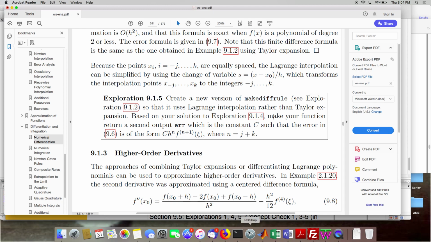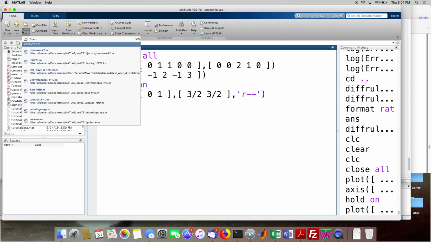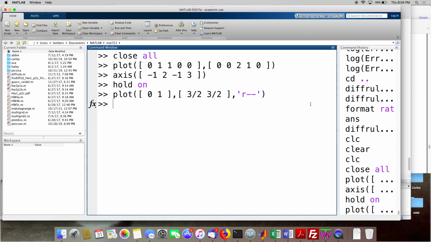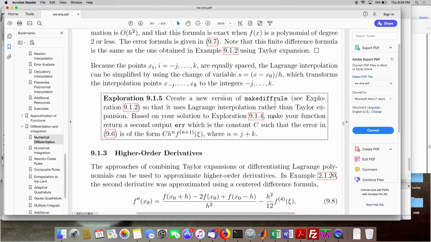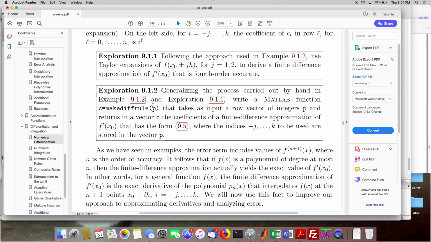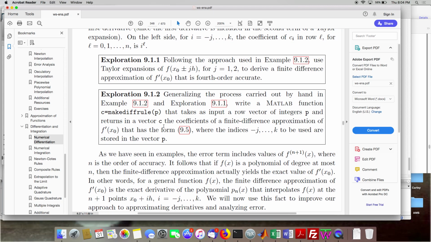Okay, and actually, I want to check the problem here. 9.1.2. Okay. Oh, okay. So I have that. All right.